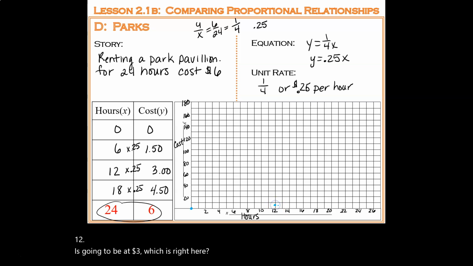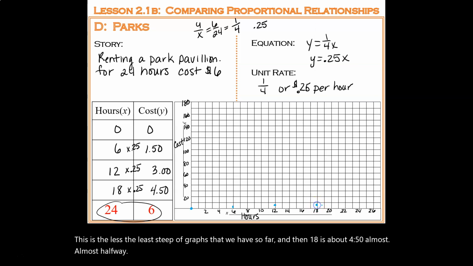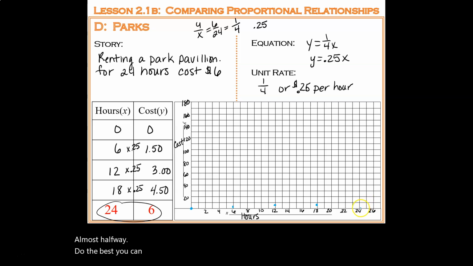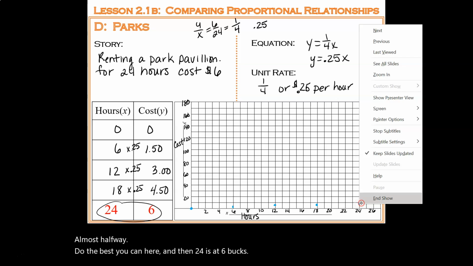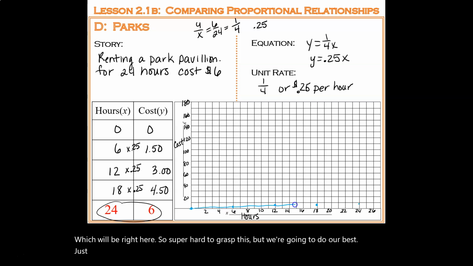This is the least steep of graphs that we have so far. And then 18 is about 450, almost halfway. Do the best you can here. And then 24 is at $6, which will be right here. So super hard to graph this, but we're going to do our best. Just right along the bottom there, it's the least steep of lines.